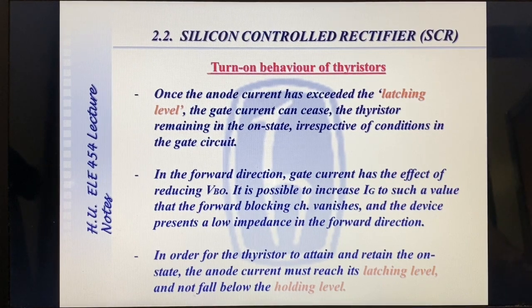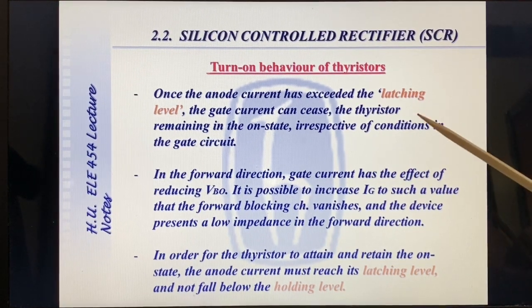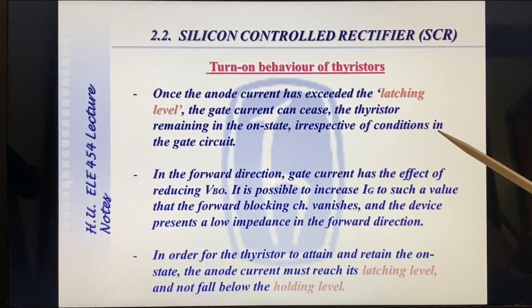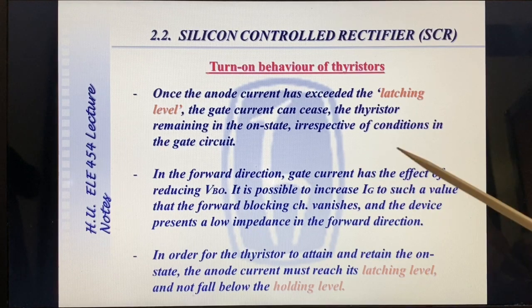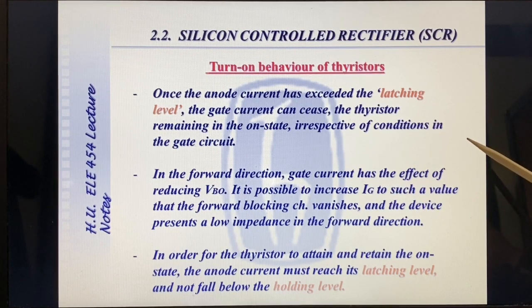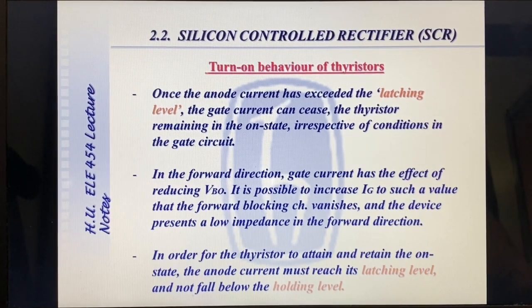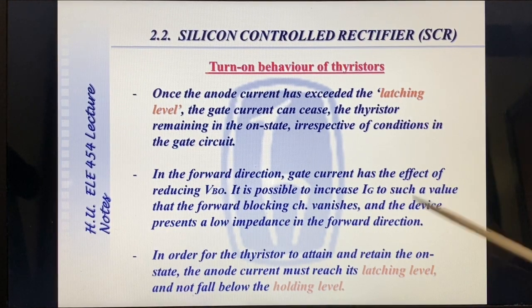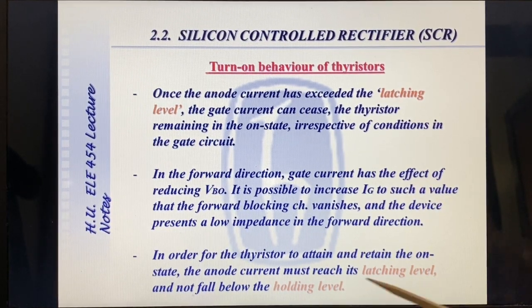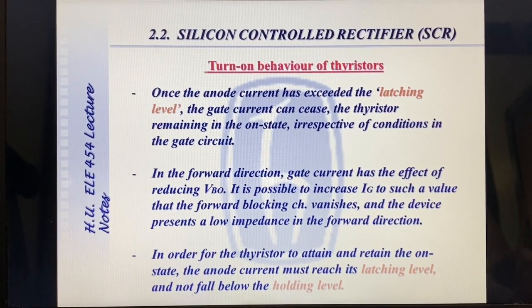And once the anode current has exceeded the latching level, the gate current can cease. You can stop the gate current, and the thyristor remains in the on state irrespective of the conditions of the gate circuit. So this is a latching device. In order for the thyristor to attain and retain the on state, the anode current must reach its latching level and must not fall below the holding level.